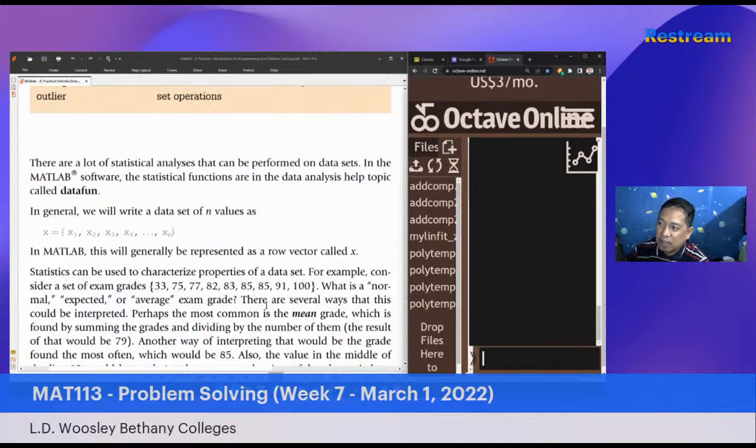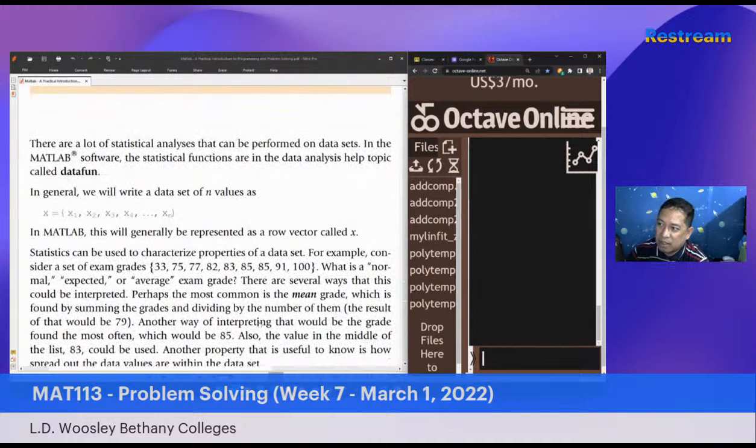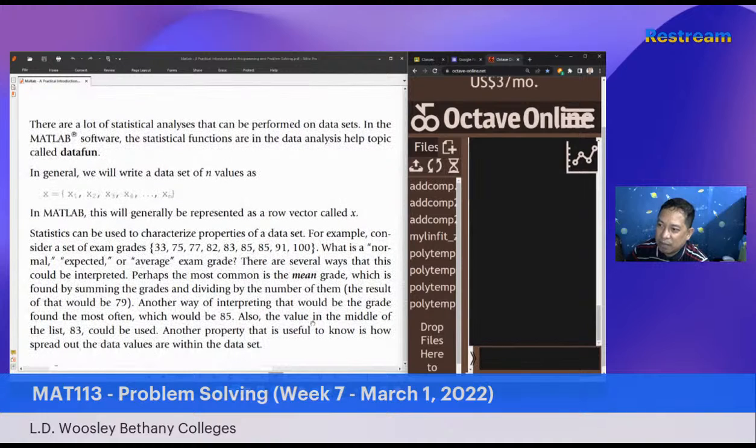So there are several ways by which we could interpret. Perhaps the most common is the mean grade, which is found by summing the grades and dividing by the number of items. The result will be 79. Another way to interpret would be the grade found most often, which would be 85. Okay, and also the value in the middle of the list is 83.